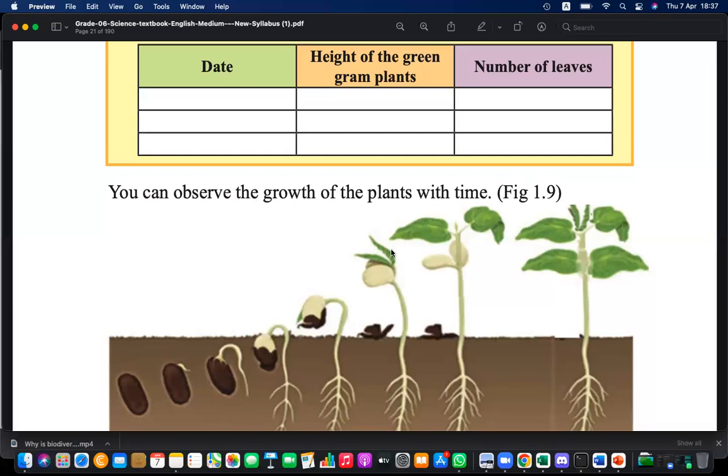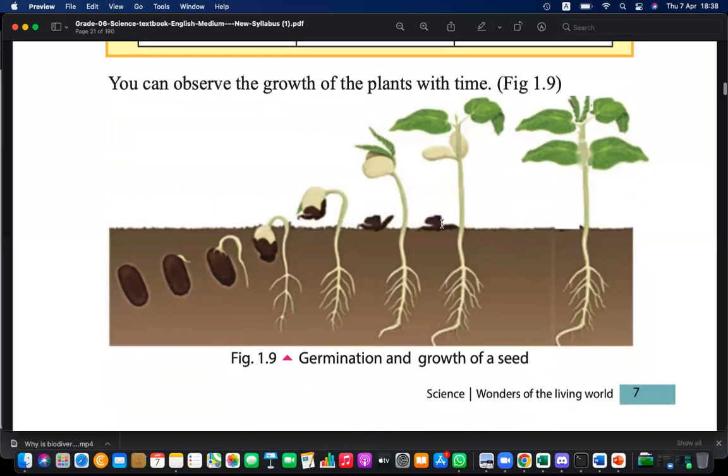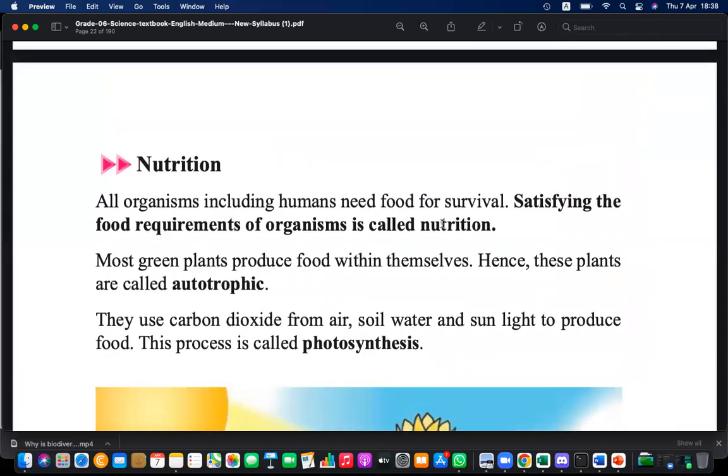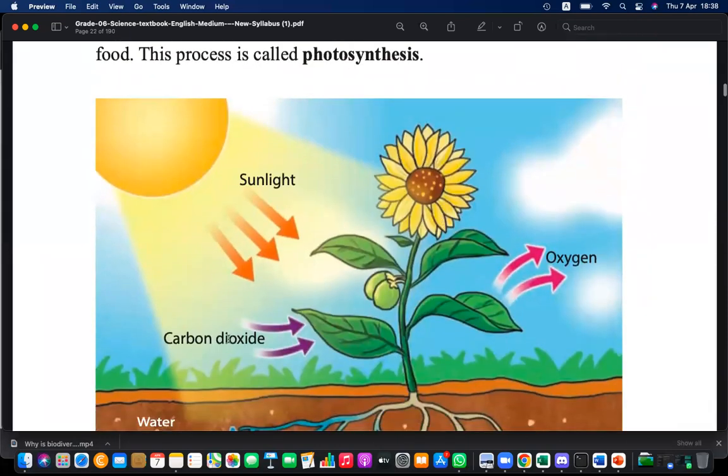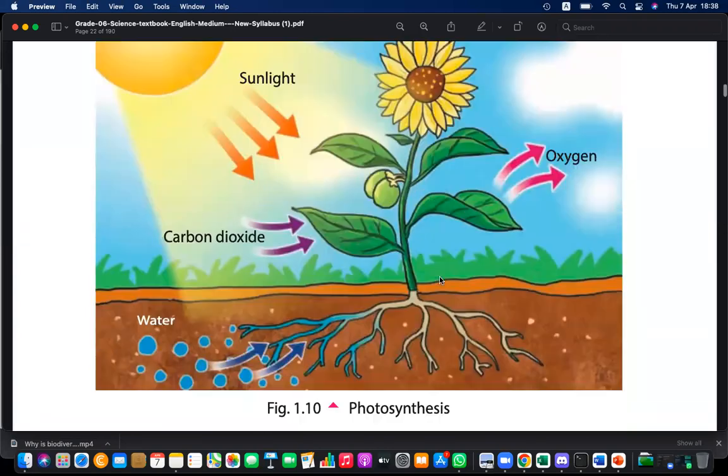In the photosynthesis process, leaves will absorb carbon dioxide and convert that carbon dioxide into food, right? So it will absorb carbon dioxide and the sunlight, and it will then produce food, right? We learn about that as well.